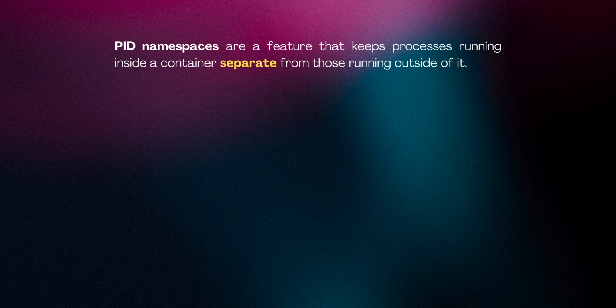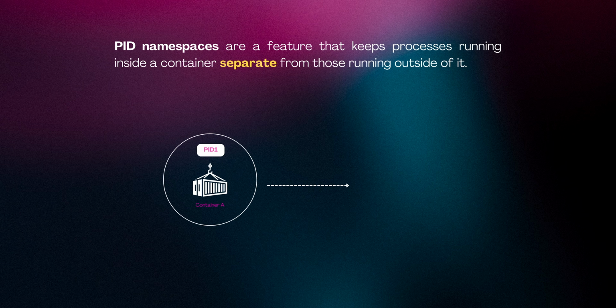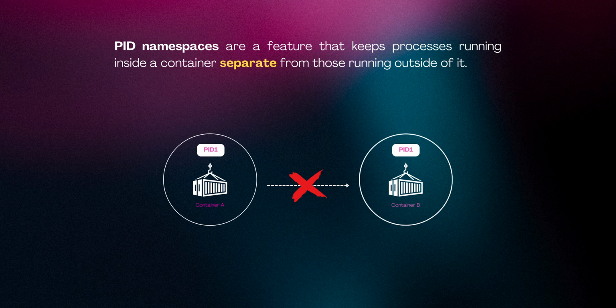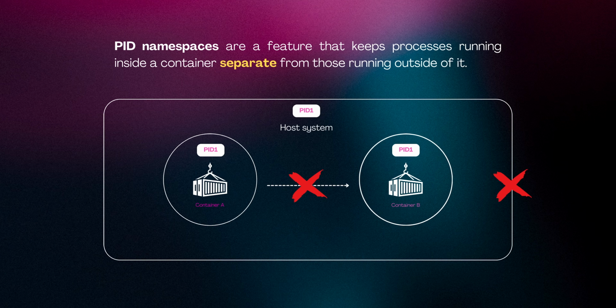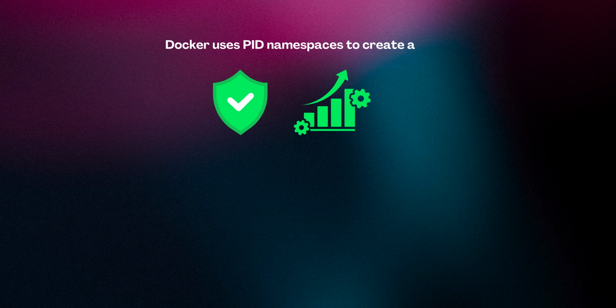PID namespaces are a feature that keeps processes running inside a container separate from those running outside of it. What this means? Well, if we had a PID of a process in container A, that means it won't interfere with one in container B or on the host system. Each container has its own space for processes, so the ones in each container can only see the processes that belong to that specific container. Docker uses PID namespaces to create a safe and efficient environment for running processes in containers.